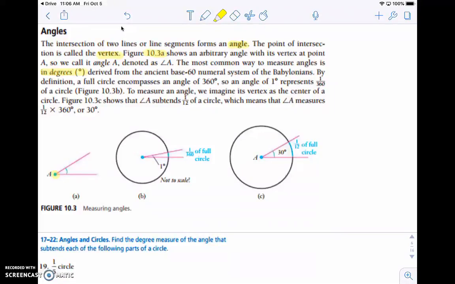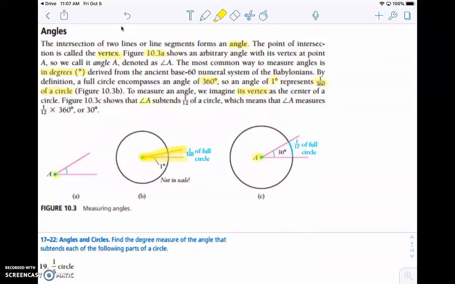Now, by definition, a full circle encompasses 360 degrees, so an angle of 1 degree represents 1/360th of a circle. Okay, now to measure an angle, we imagine its vertex as the center of the circle. So if the vertex is the center of the circle, then if we were to draw a line from some arbitrary point to that center and then back out, that angle A would be kind of a measure of a portion of the circle there.